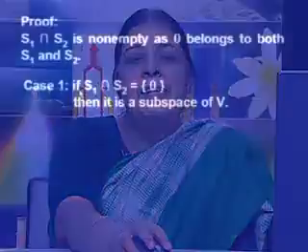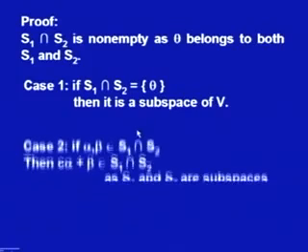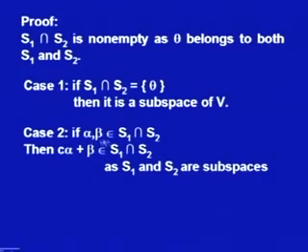The first case is if S1 intersection S2 is a singleton theta. If that is the case, then it is a subspace of V, because this we have already established. But in the second case, if there are vectors other than theta in it, so let us say there are two vectors alpha and beta belonging to this intersection S1 intersection S2, then let us consider C alpha plus beta.